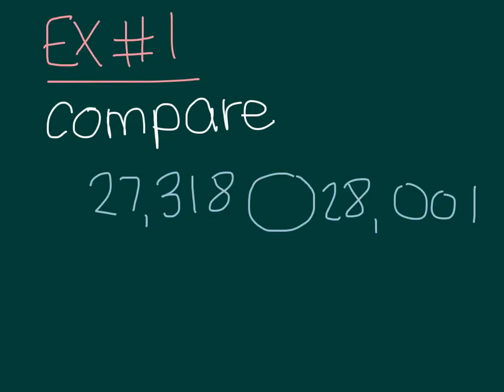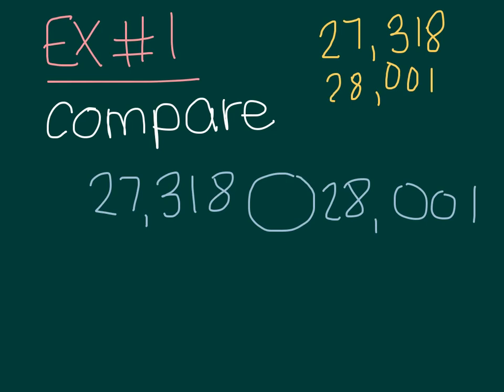Example 1, we're comparing 27,318 and 28,001. Now, we're kind of used to comparing whole numbers. It's pretty easy, especially when you read out the number. But in case you're having any trouble, you can just line the numbers up. Now, remember, they need to line up to the right. So I would start at the right and move left.